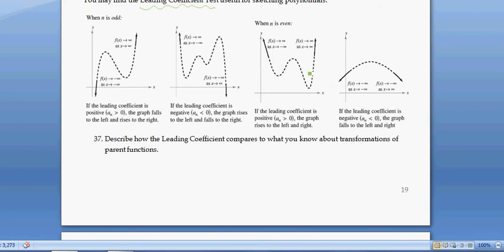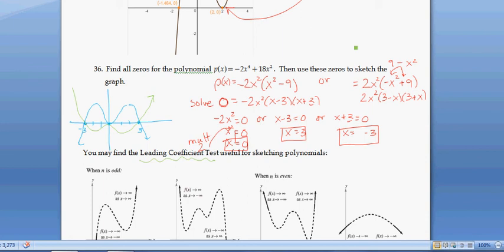Okay, and the dashed lines in between means we don't really know what it looks like in between. Now, further, if the leading coefficient, what does that even mean? Leading coefficient is the coefficient, or the number in front of the highest degree term. So looking at this last example, I've got two terms, negative 2x to the fourth and 18x squared. X to the fourth is the higher degree term, so my leading coefficient is this negative 2 here.